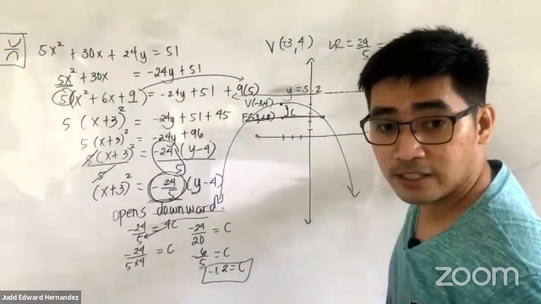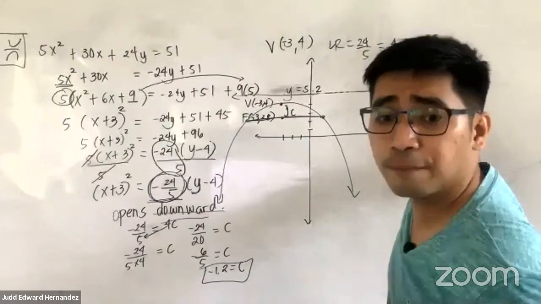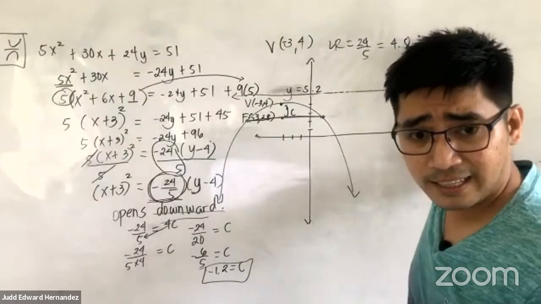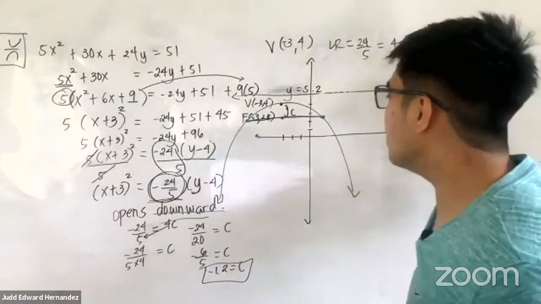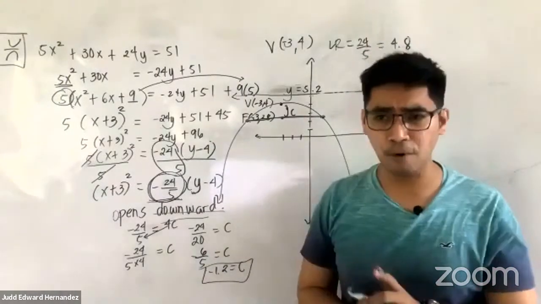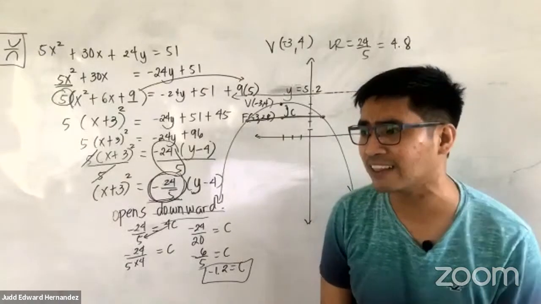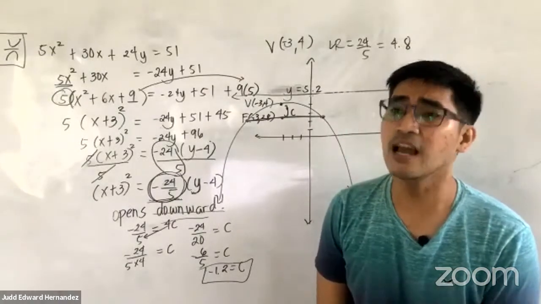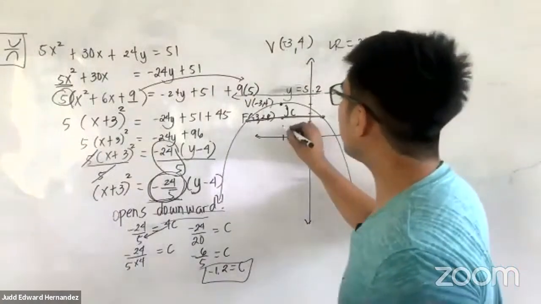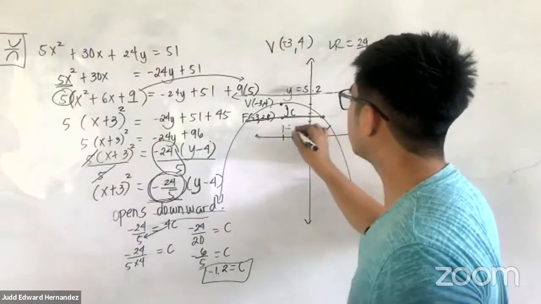What is 24 over 5? That is 4.8. That is the length of the latus rectum. E paano ngayon natin makukuha yung endpoints? Anong ginagawa natin para makuha yung endpoints? Kinukuha yung kalahati ni latus rectum po. So ano yung kalahati ni latus rectum?